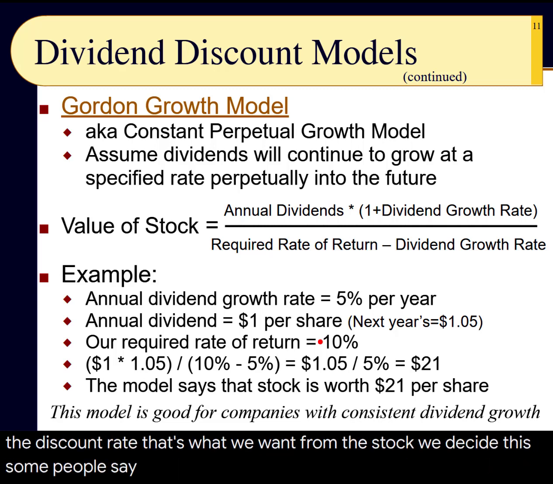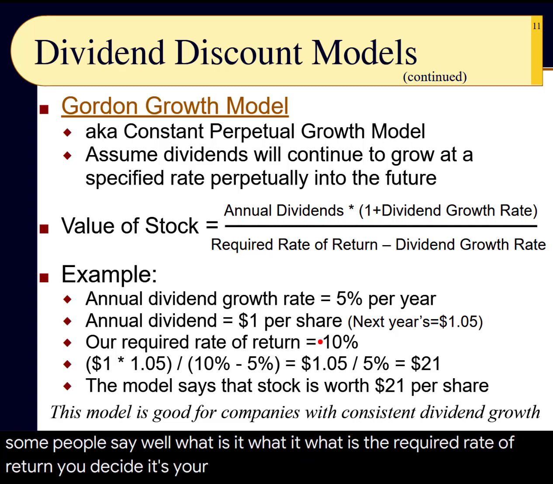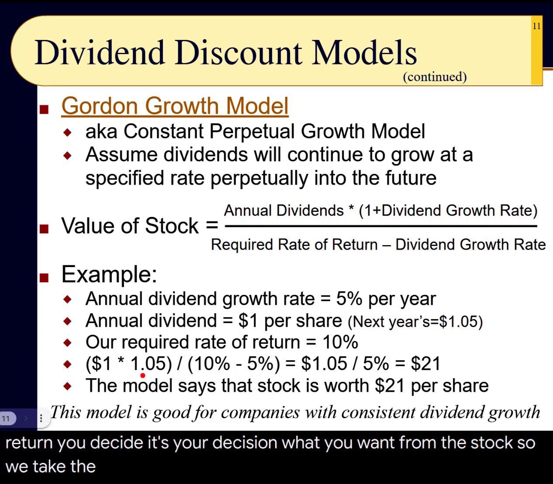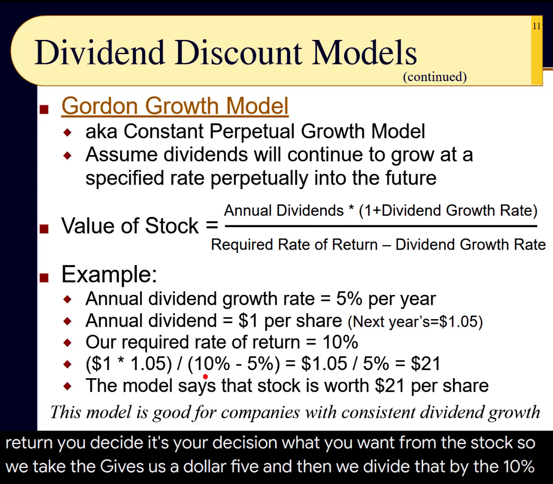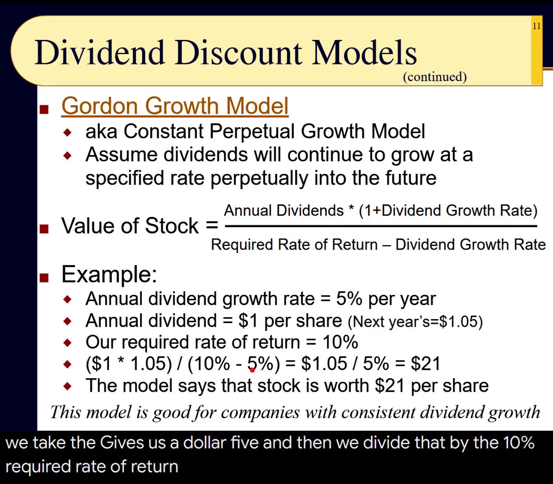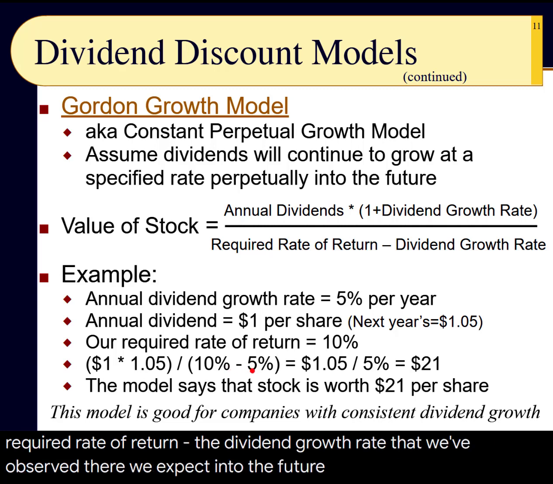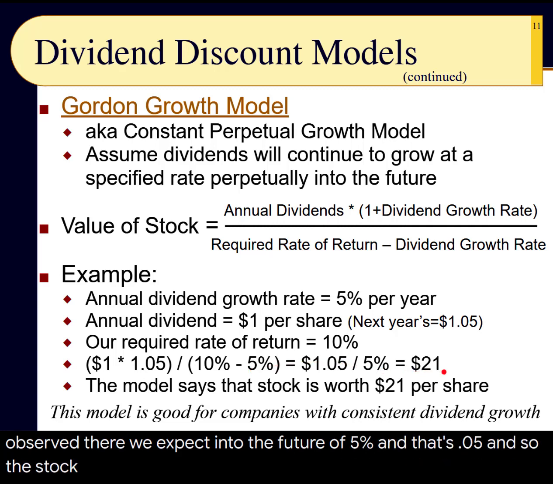Some people say, well, what is the required rate of return? You decide. It's your decision what you want from the stock. So we take the annual dividend of $1 times 1.05. That gives us $1.05. And then we divide that by the 10% required rate of return minus the dividend growth rate that we've observed or we expect into the future of 5%, which is 0.05. And so the price that we believe the stock is worth is $21.